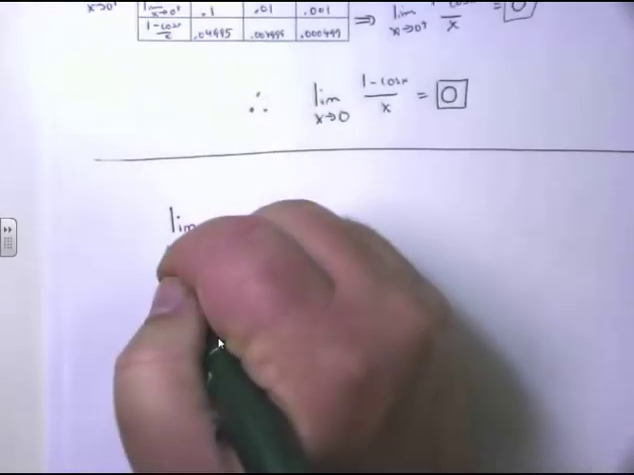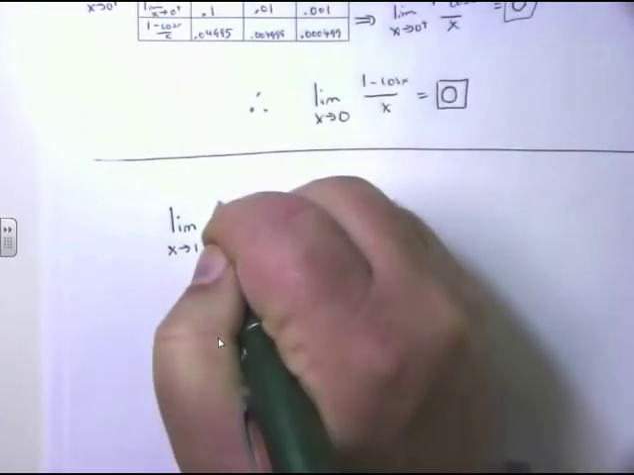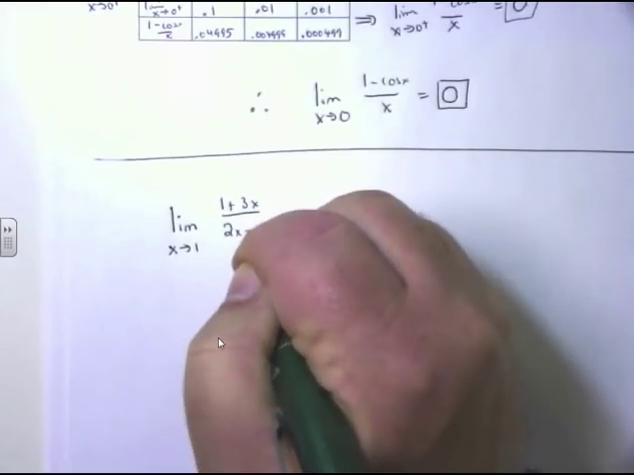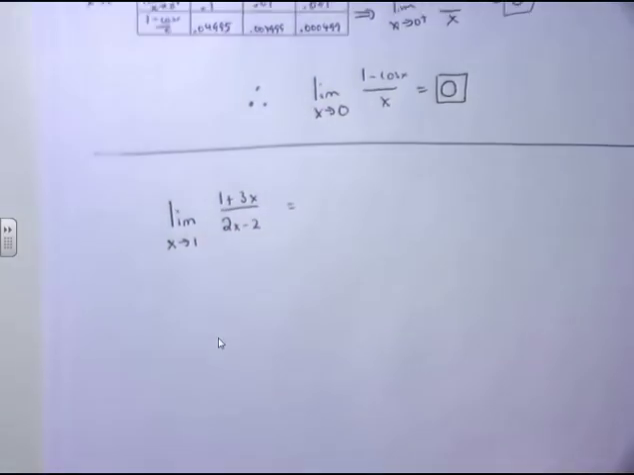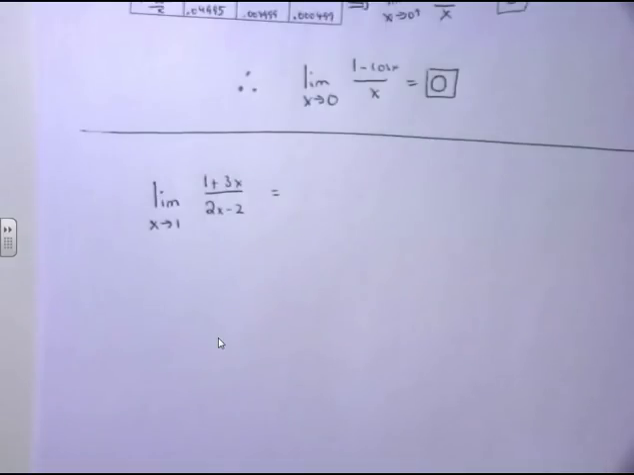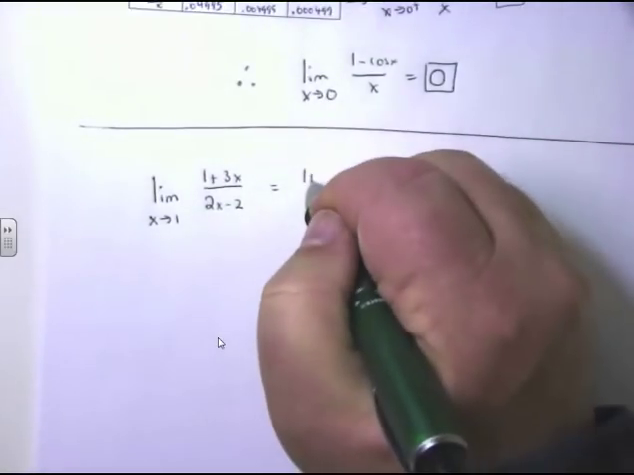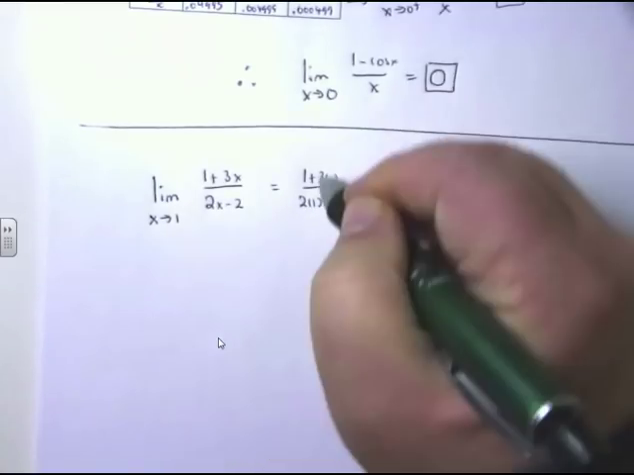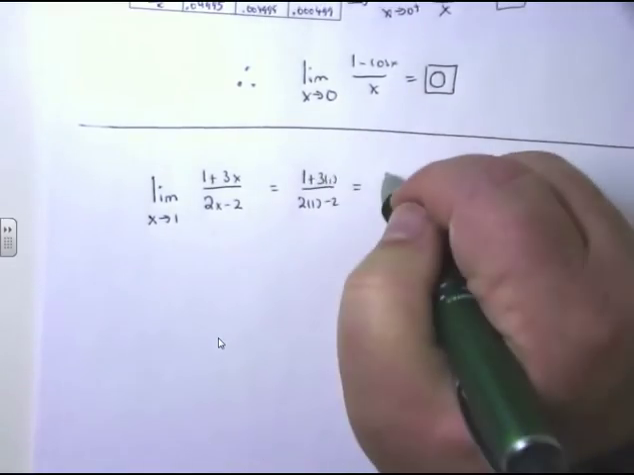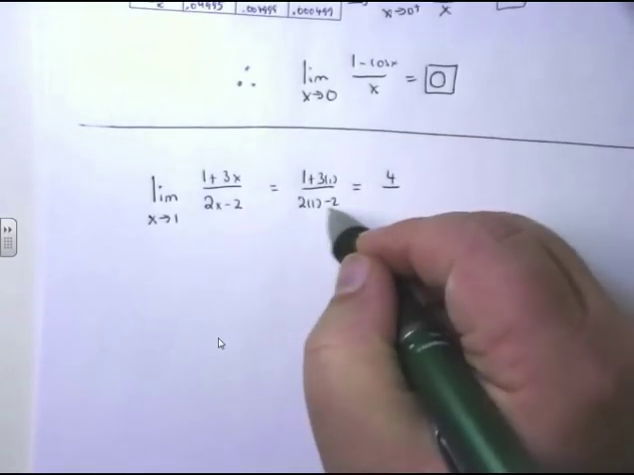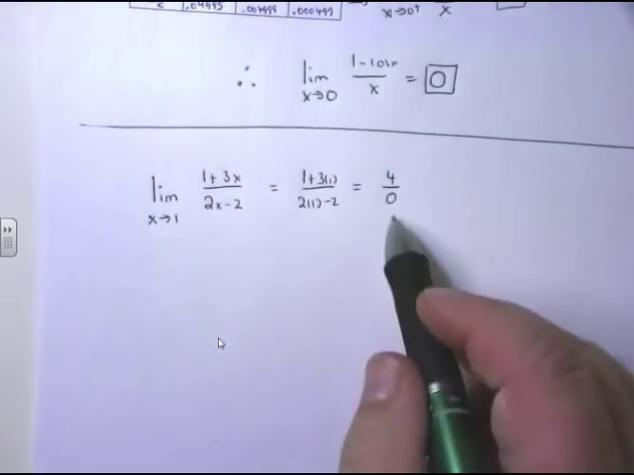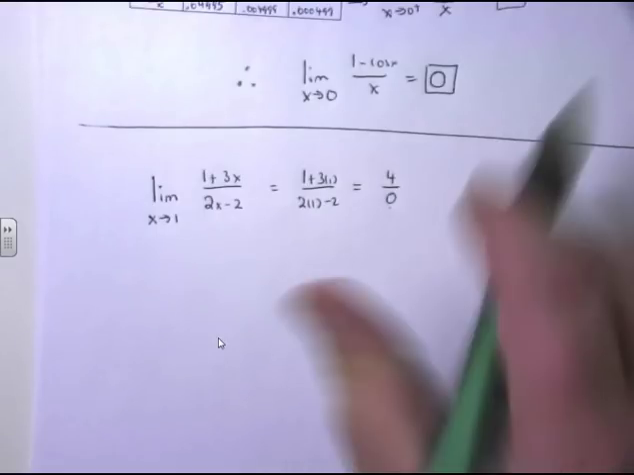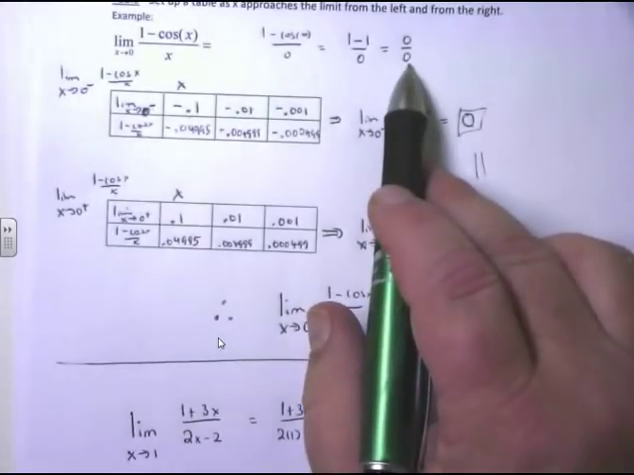But if we did this problem, limit as x approaches 1 of 1 plus 3x divided by 2x minus 2. First rule of limits is plug in a number. If I plug in 1, I get 1 plus 3 times 1 over 2 times 1 minus 2. 3 times 1 is 3, and 3 plus 1 is 4. 2 times 1 is 2, minus 2 is 0. Now this is not indeterminate. This is 4 divided by 0. Indeterminate was up here with 0 divided by 0.